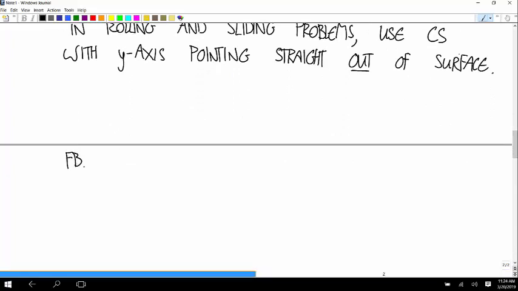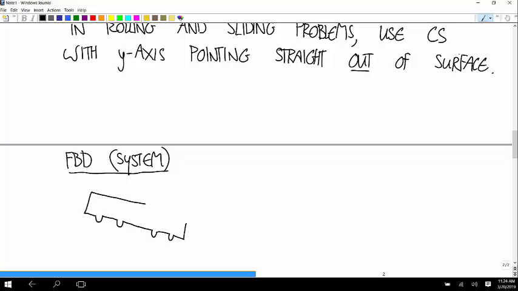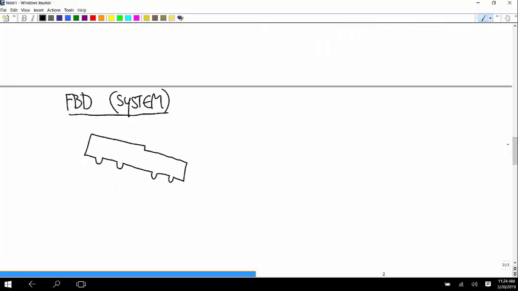Okay, so free body diagram of the system. Okay, something like that. So yes, I think "have to" is a strong word, but I would definitely recommend it. I think it'll be a lot clearer to yourself if you do.